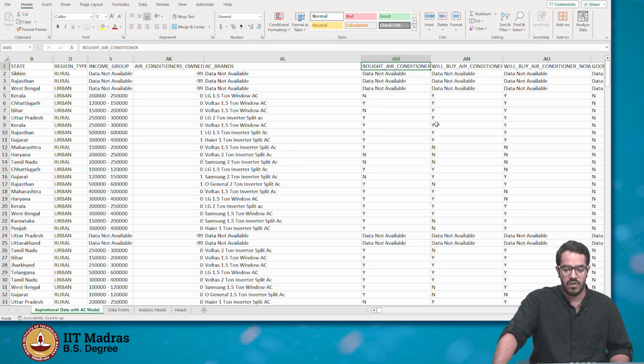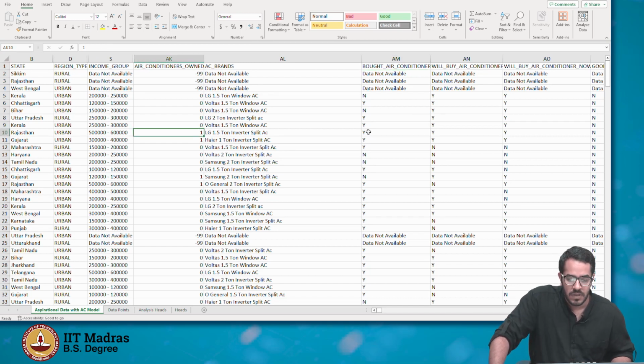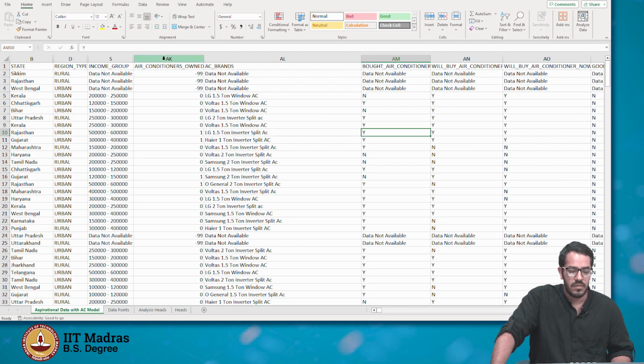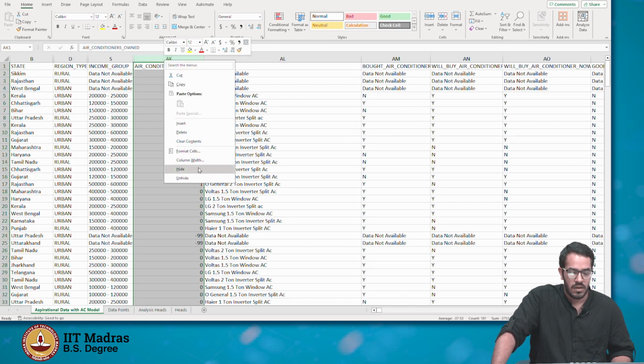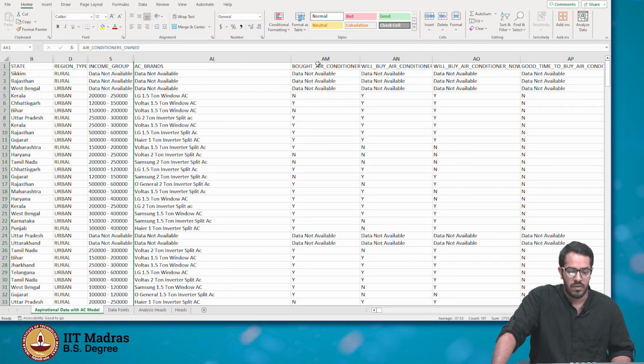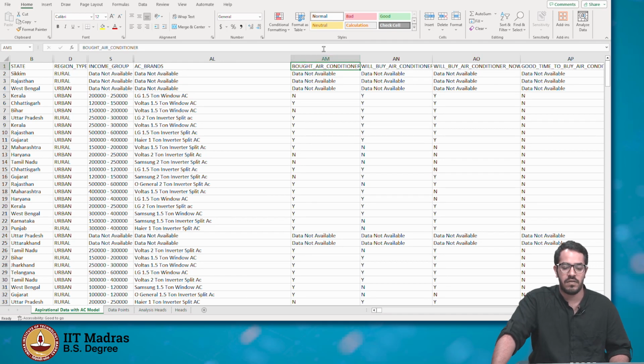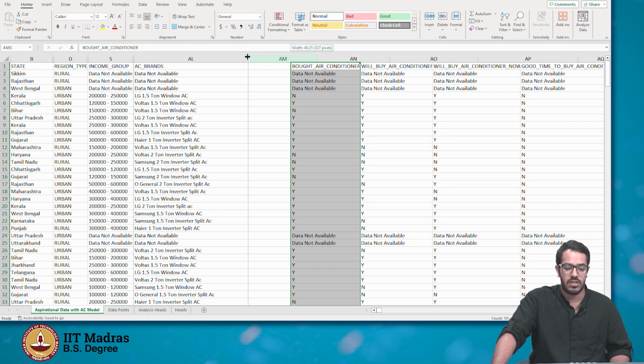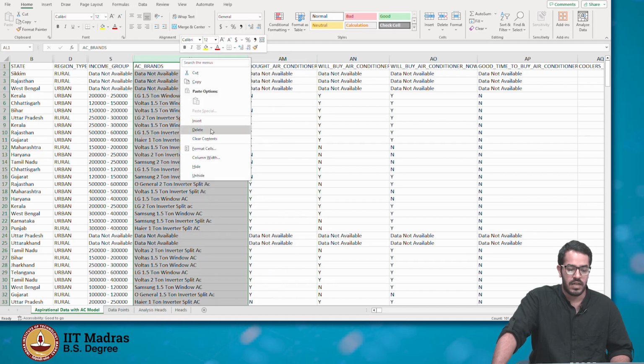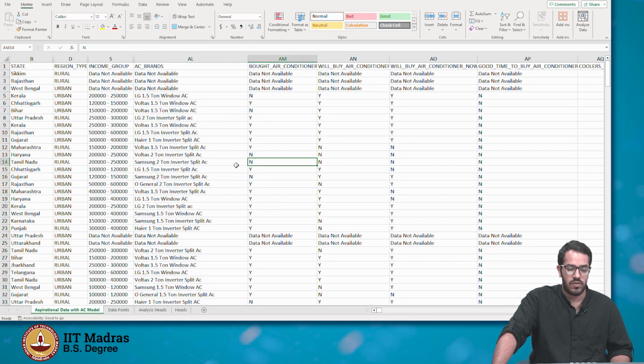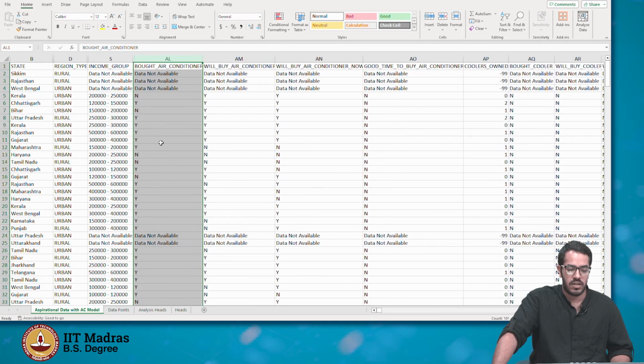whether they have, oh, this does not make sense. Let's consider the data point that we have, bought air conditioners. That is, they have an option of whether they have already purchased an air conditioner or not. In their house, is there an air conditioner or not? This seems like wrong data because there are a lot of no's here, and there is the AC brand that is populated here. So, I think we're going to delete this data column.